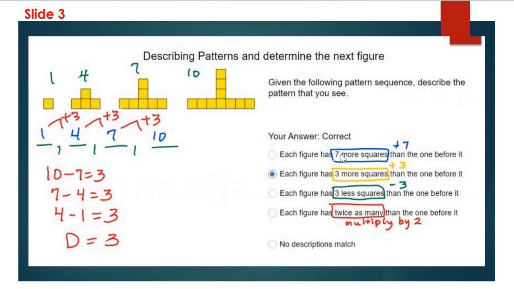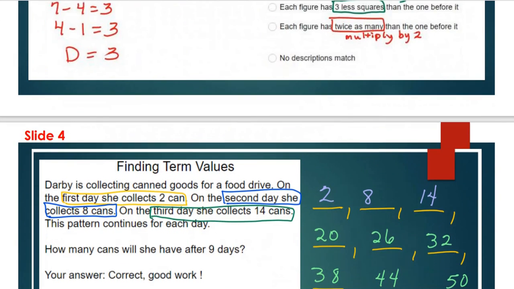So as you're looking at the answers, this one says 7 more squares. You're not adding 7 more squares, you're adding 3, so this one is automatically out. This one says 3 more squares. Yes, you are adding 3 squares to it. This one says 3 less squares, you are not subtracting 3. And this one says you have twice as many. That means you have to multiply, and you're not multiplying to get to the next term. So the answer to this is 3 more squares.